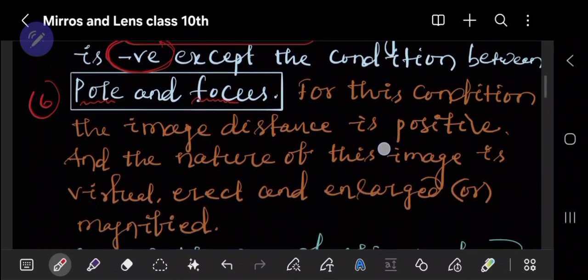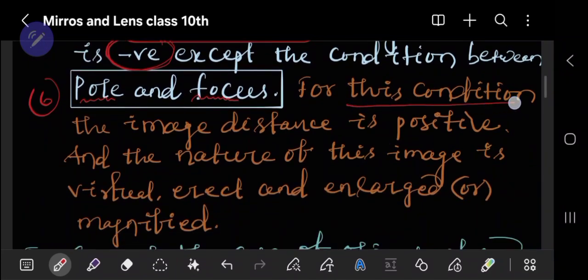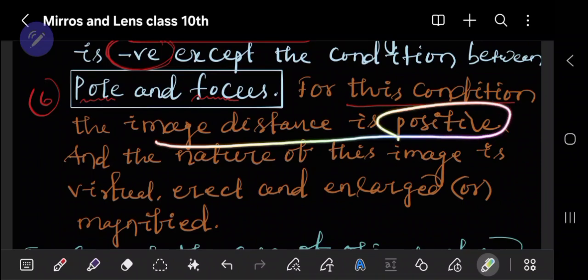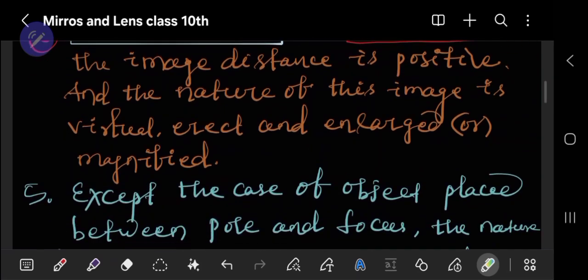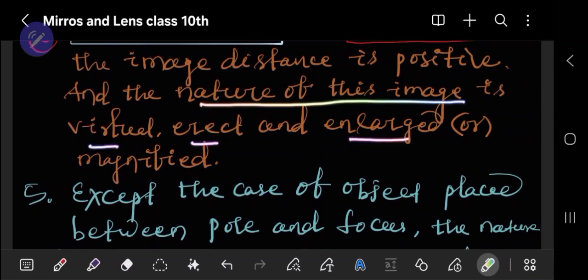Okay. Now, for this condition, the image distance is positive. For this condition, meaning the last condition, that means the object should be between the pole and focus of the mirror. Okay. And you are getting the image distance positive. Now, the nature of this image is virtual, erect and enlarged.